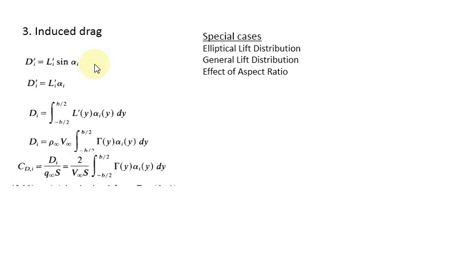Even though we have so many advanced methods, it is still valid for finding the basic results. That is why the Prandtl lifting theory is still used. If you want to explore more about Prandtl lifting line theory, the special cases are given in the Anderson book: the three special cases are elliptical lift distribution, general lift distribution, and the effect of aspect ratio. For further references, you can go to the Anderson book. I'm totally following this derivation from the Anderson book only.